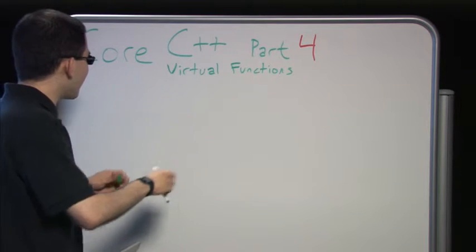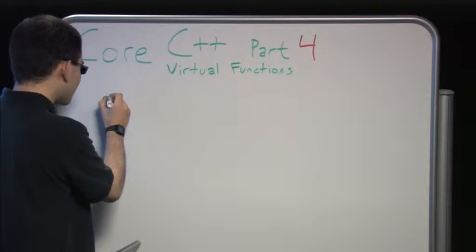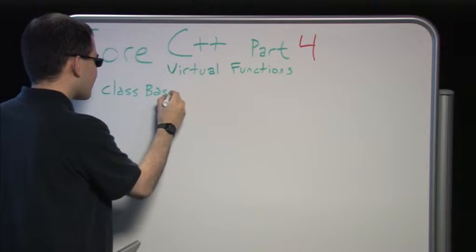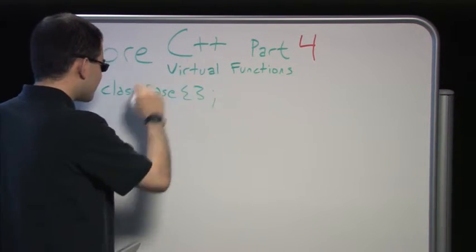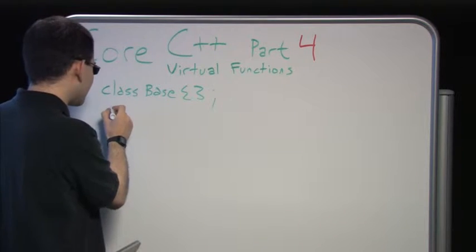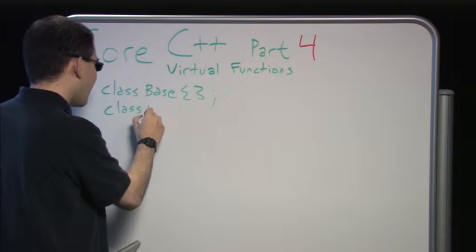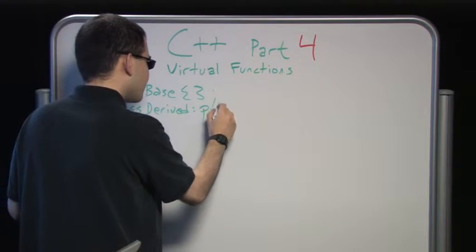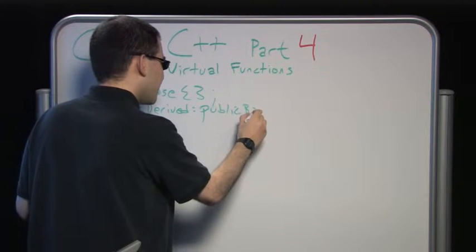We're all familiar with something like this: you've got your class base, and it's got stuff in it. It's got a virtual destructor. It's probably non-copyable because we don't want slicing. And then we've got our class derived, and it derives publicly from base.